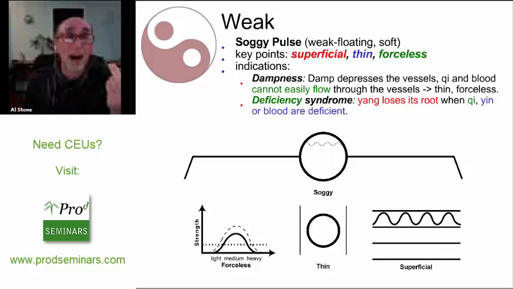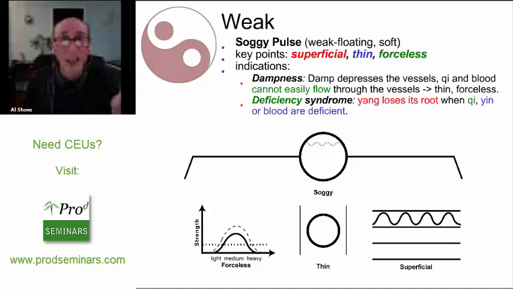The weak pulse or the soggy pulse is again made up of 3 components. It's superficial, it's thin, and it's forceless. Forceless means chi deficiency. Thin means yin or blood deficiency. Superficial means yin or blood deficiency. And all this soggy pulse really wants to say is deficiency of chi, blood, and yin. It makes sense when you look at the components.